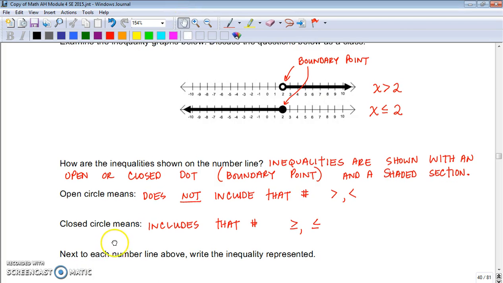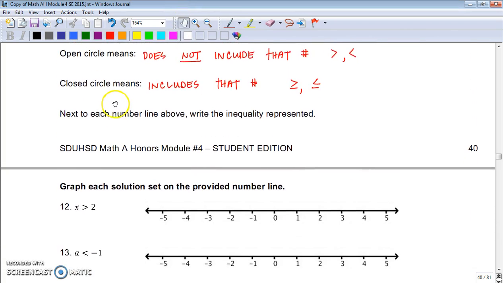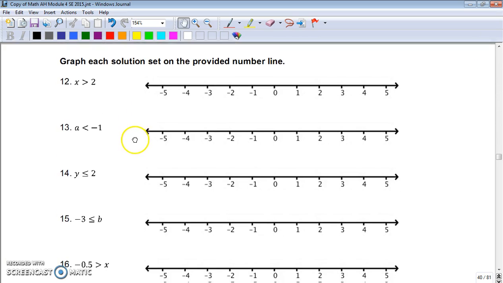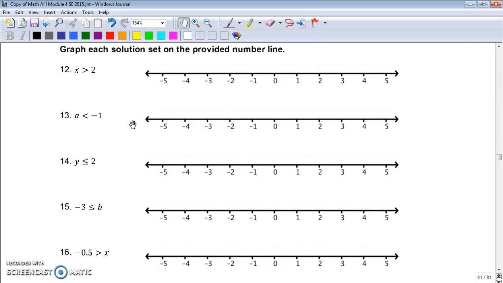So on to the next page, let's look at some examples. It says graph each solution set on the provided number line. So the first one, number 12, it says x is greater than 2. So that means we're going to have an open circle at 2. We want values that are bigger than 2, so we're going to go to the right because values to the right get larger on the number line. So we're going to shade to the right, and we're going to draw an arrow to show that it goes on forever to the right.